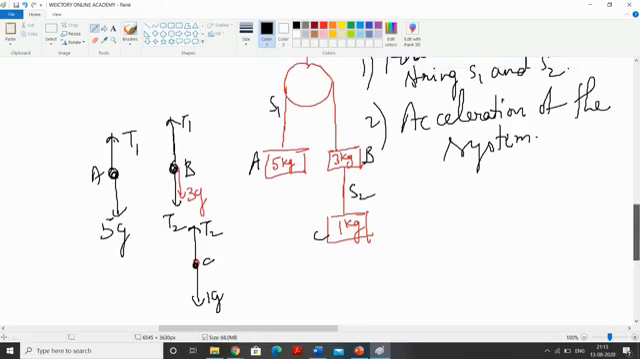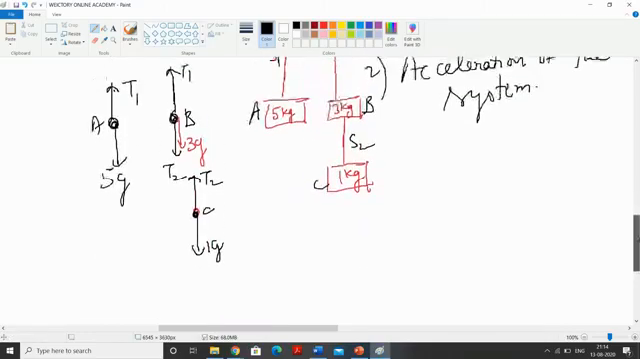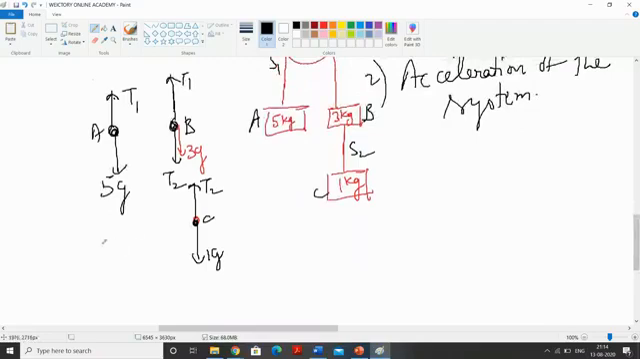So you need to analyze first which one will come down and which one goes up. As you know, this 5 kg is heavier, like 5g is the force acting downward. Here 3g, 4 kg is here, so this is lighter compared to 5 kg. That's why A will come down and B and C will go up. Okay. So let's write down the equation, and a is the acceleration of the system.